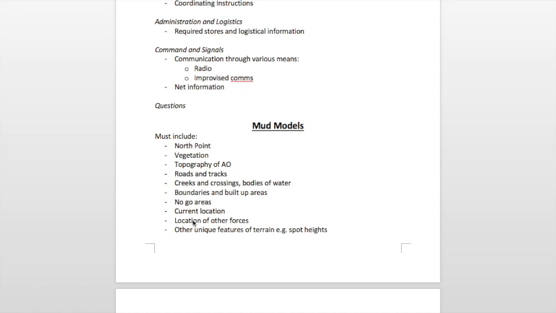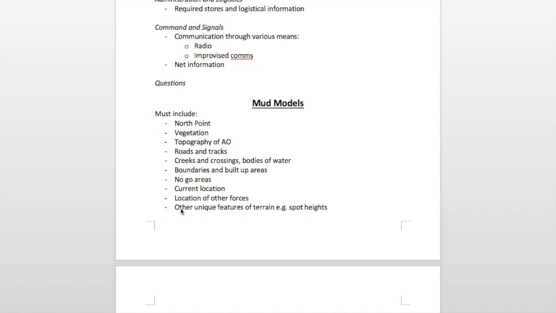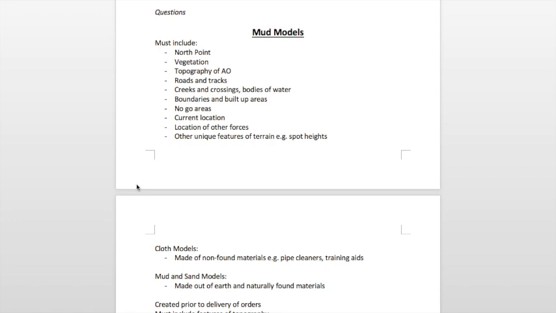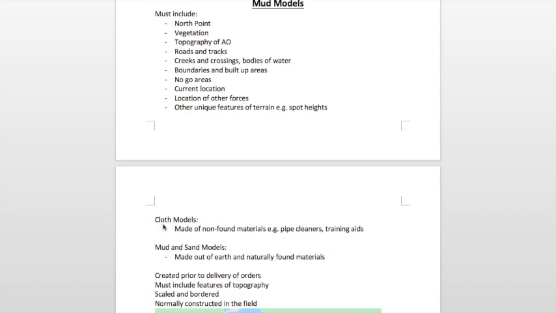You need to be able to distinguish which one is which, because you do not want them to get confused during your orders, because that may make the mission go entirely wrong. Apart from that, you only need to go over other unique features of the terrain like spot heights and specific locations. When you're making a MUD model, there are two types of models. The first one is a cloth model, which is made out of non-found materials from your environment, like pipe cleaners and training aids. Training aids can be as simple as a peg to represent something, or you can go all the way and put in all the effort.